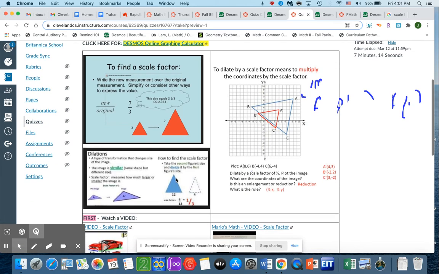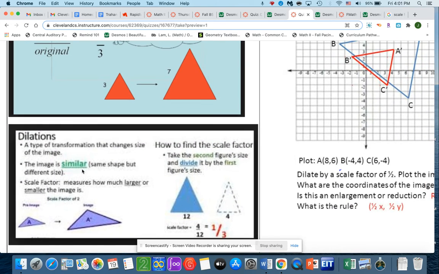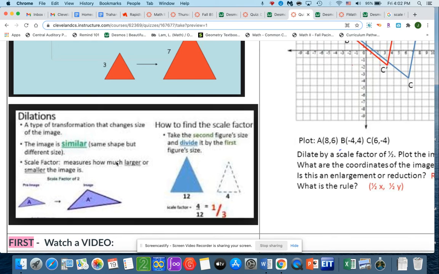All right, let's see what else we need to know. These are talking about dilations, and right now we're just focusing on the scale factor only. It tells you the scale factor measures how much larger, that would be called an enlargement, or smaller, which would be called a reduction, the image is compared to the pre-image. So here's your pre-image, here's your image, and you can clearly see that this is an enlargement. The scale factor is 2.